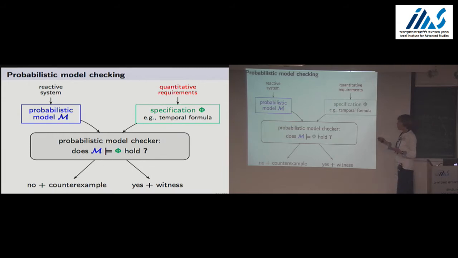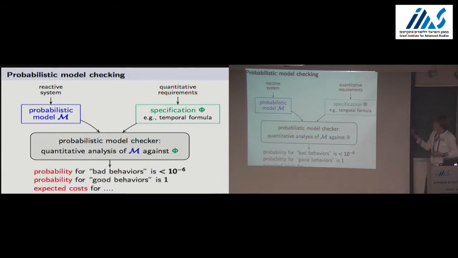Now in the probabilistic world, the picture is similar, but here we want to reason about probabilities. Let's say the probability for some bad undesired behavior should be very small, or the probability for some liveness property, some good behavior, the finite waiting time, should be 1. Well, what is written here is, instead of probabilities, you might also reason about some expectations, for instance, the expected costs until reaching a certain goal.